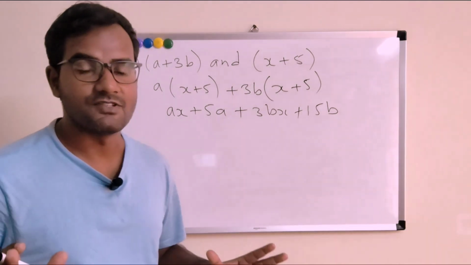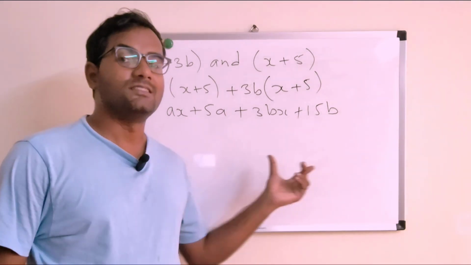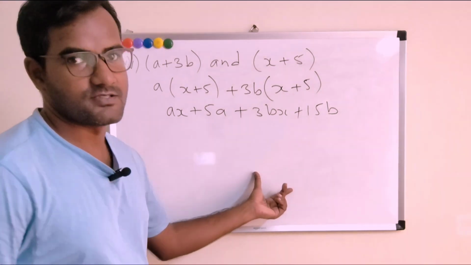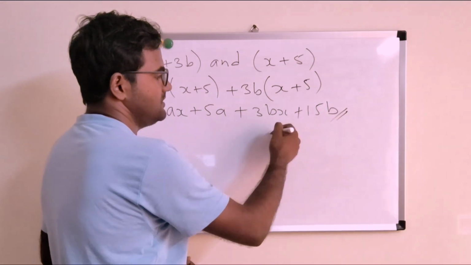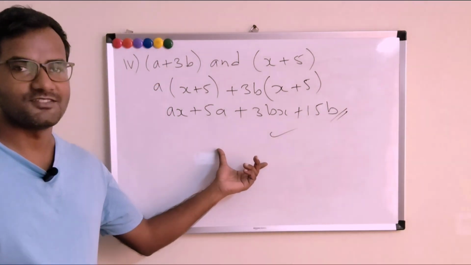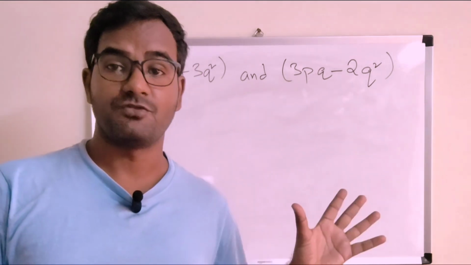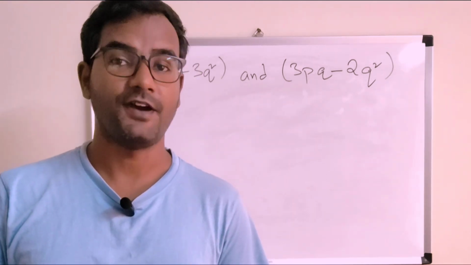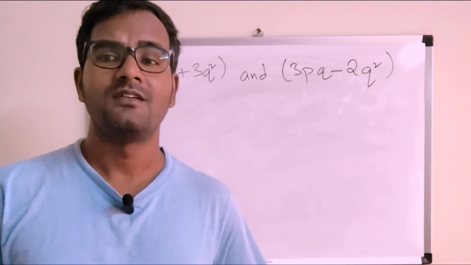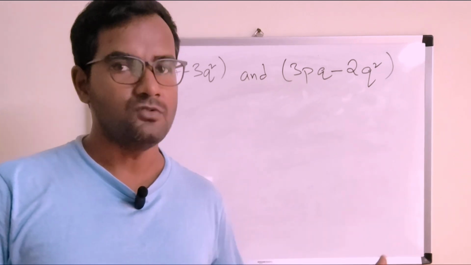Alright, so nothing is there which is in common, which means this is the required answer, right? So you can write down this is the required answer. Alright, so the next question you can see is question number 5. So let us see how do we do it. Everything is same, alright? We just have to multiply.